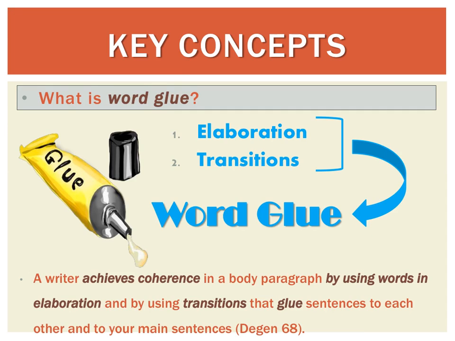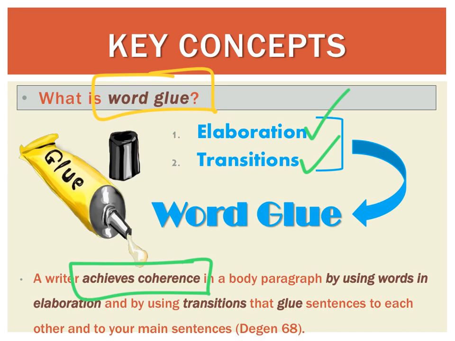So in the end, what is this skill of word glue? Well, it is your ability, in these two parts of your body paragraph, in your elaboration and in your use of transitions, to achieve this sense of coherence or connectedness. So this is primarily where coherence happens, in these moments in the paragraph. That's how you glue your sentences together, according to your CEA book.